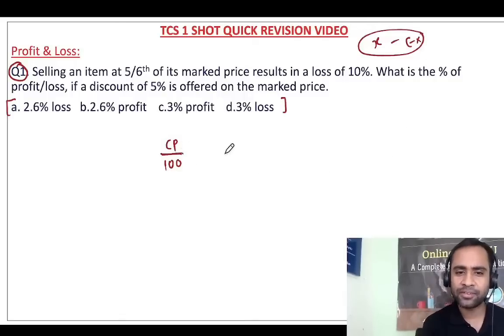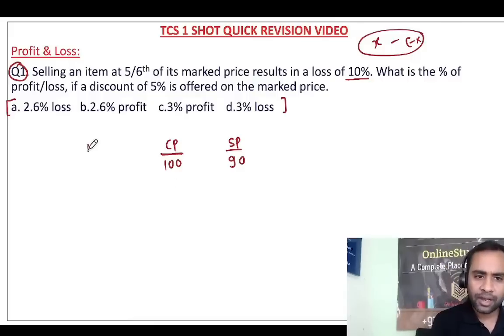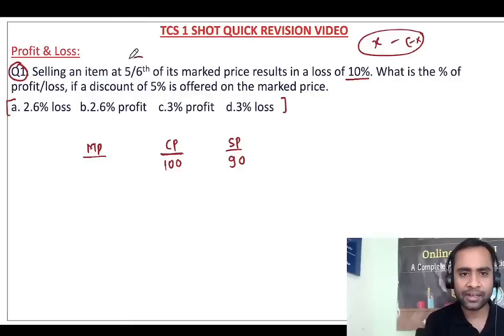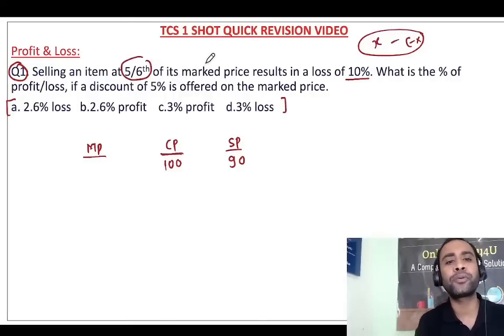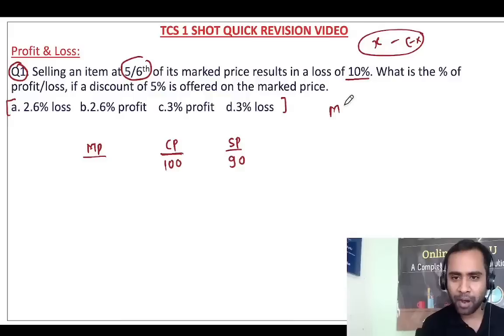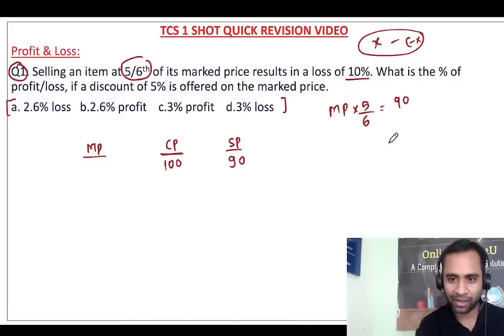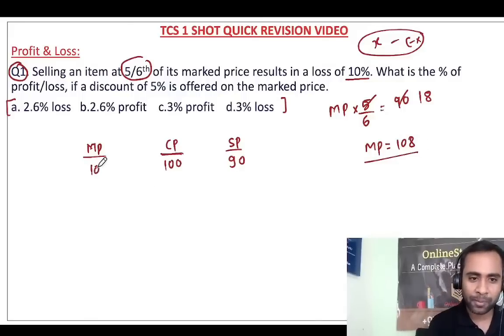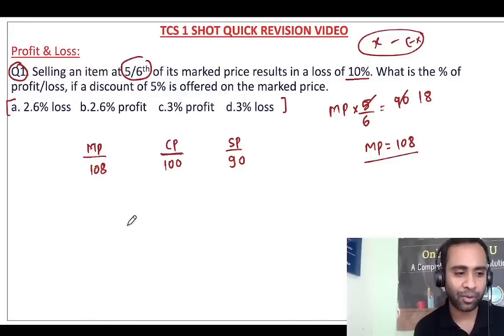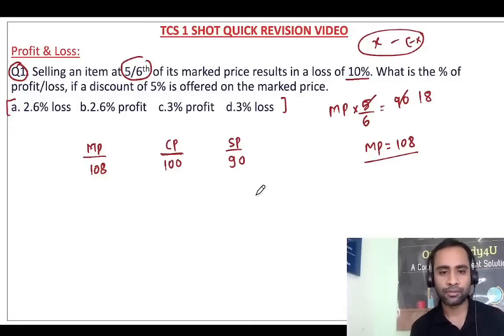So now my cost price is 100 rupees. Selling at a loss of 10% means you are selling at 90 rupees. Then they are telling you are selling at 5 by 6th of its marked price. That means 5 by 6th of the marked price is nothing but 90 rupees. So 5 by 6th is 90, which means the marked price was 108. So marked price, selling price and cost price we now know.